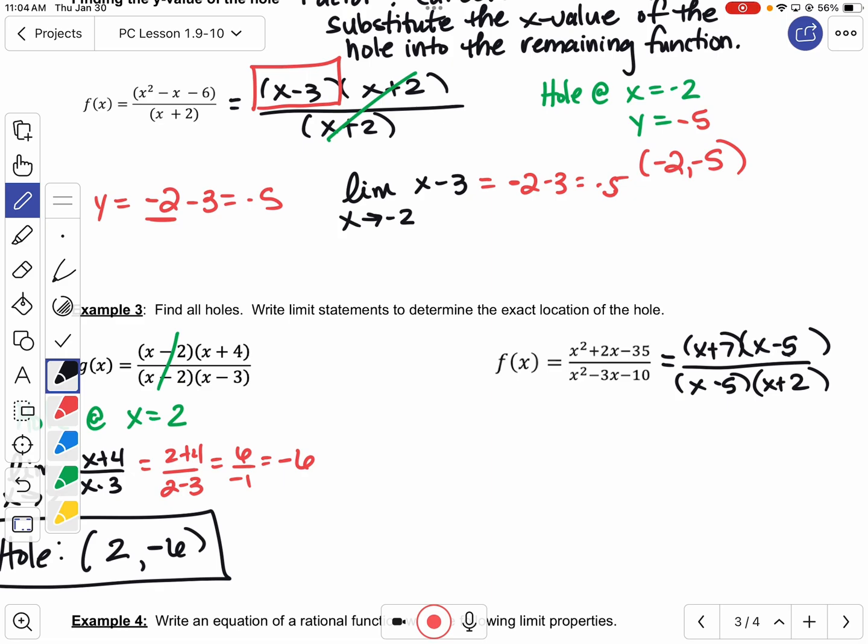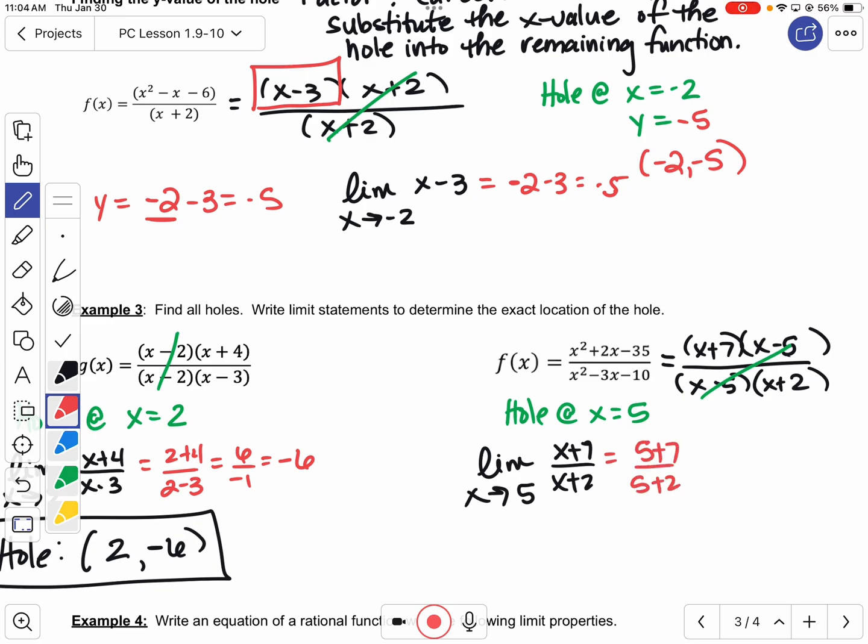All right, perfect. So do we have a hole? Yeah, what's the x value where it happens? At positive 5, so we know it's happening at x equals positive 5. So now let's write our limit statement. What's the x going to approach? 5. What's the function that's left? x plus 7 over x plus 2. And now we're just going to plug in that 5 where there's an x. 5 plus 7 over 5 plus 2, 12 over 7.